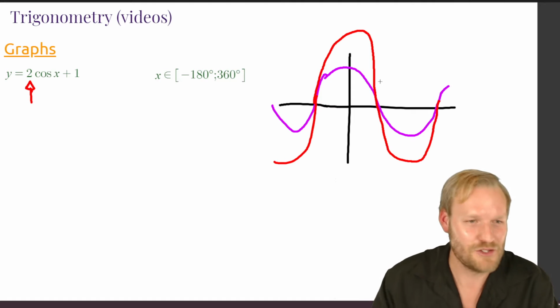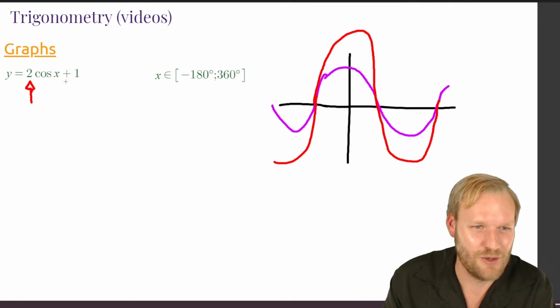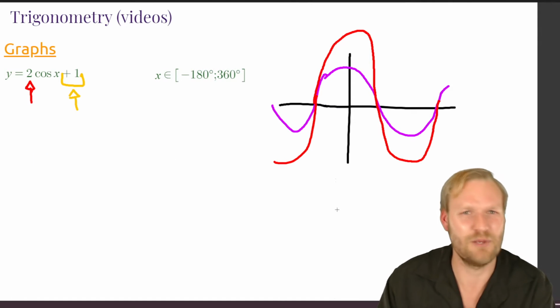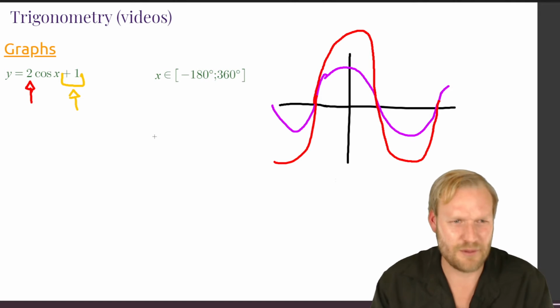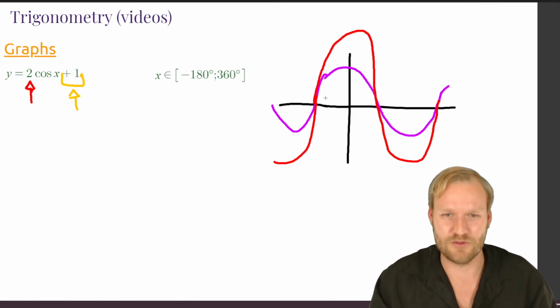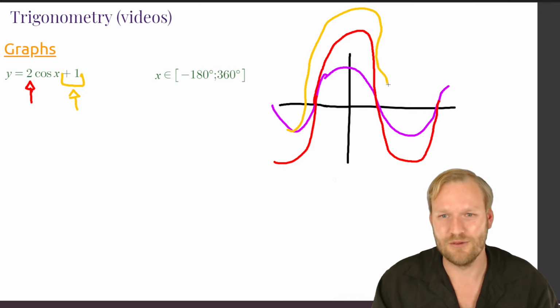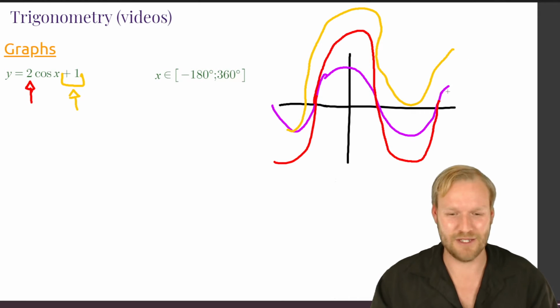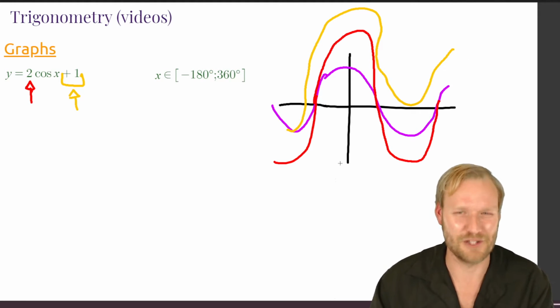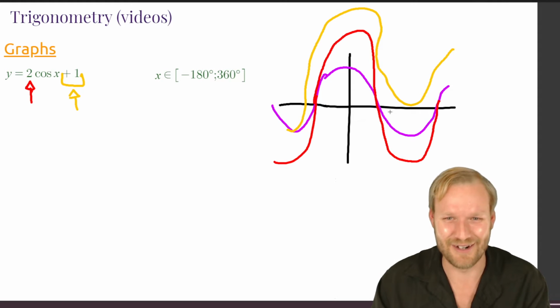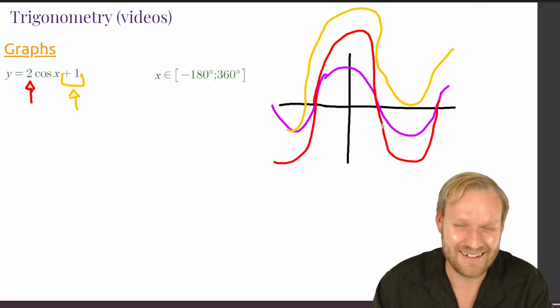Great graph, eh? Now the second question is, what is the effect of that plus 1 at the end? Well, remember that plus q at the end of any function just moves the graph up. So we've taken that and we've now moved the graph up by 1, and it looks something like that maybe. But we're going to have to do a little bit of work to get it.